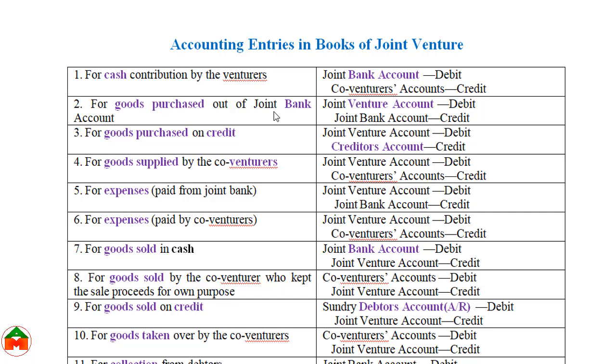Welcome to the second tutorial on joint venture account. In the first tutorial, we have learned about the theoretical issues on joint venture accounts. In this tutorial, we are going to learn about the accounting entries or journal entries, as well as the process of preparing accounts or ledger.